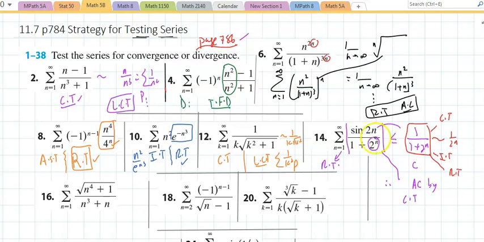And the reason you want to put an absolute value on it, because if you want to use the ratio test, it doesn't matter. But if you want to use the integral test, the comparison test, or even the limit comparison test, those have to be positive. Sine of 2n is not positive. By putting an absolute value on it, you're using 11.6 showing if the absolute value converges, the series is absolutely convergent.